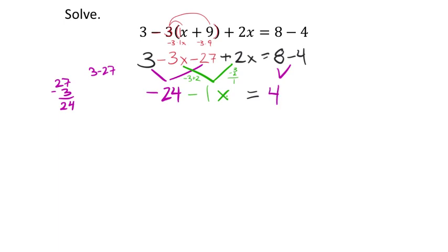So from here, we did all the distribution, and then we did all the combining like terms, which means that we're at principles of equality. I've already got my x's on the left, all of them, and I'll need to put all my numbers on the right. -24, I do not want with that -1x. So I'm going to have to add 24. If I do it to one side, I must do it to the other side as well.